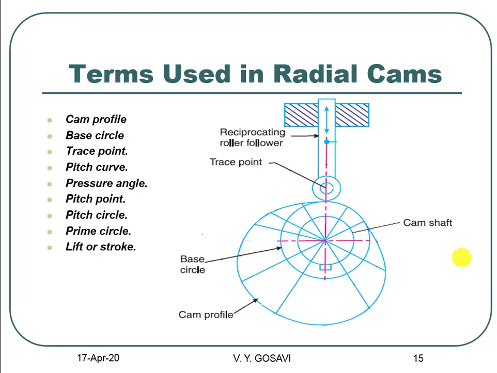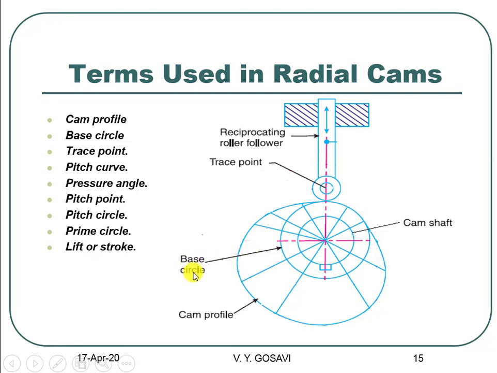First one is cam profile. It is the shape of cam surface by means of which motion is communicated to follower. So it is the shape of this cam that is responsible for the motion of this follower.